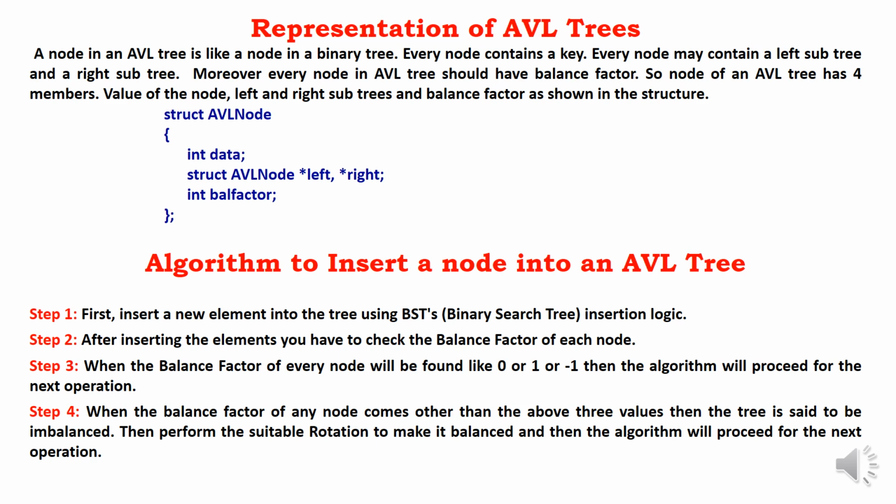So, a node of an AVL tree can be defined as a structure containing 4 members as shown. Struct AVLnode, int data, struct AVLnode left, right, int balance factor. The structure contains data of the node, left subtree, right subtree, and balance factor of a node.